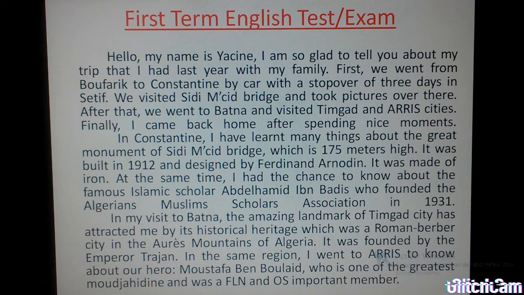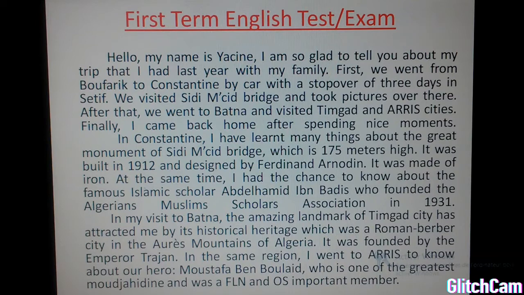So Yasin went on a trip with his family around Algeria. He visited Constantine, Batna, and Tebessa. And of course, he had the chance to know about the culture of all these places. This is the summary of the text.